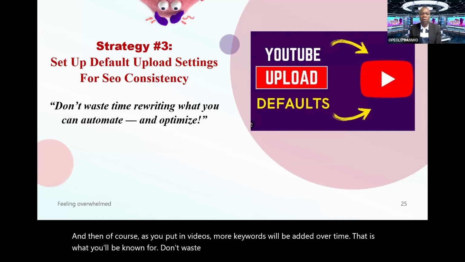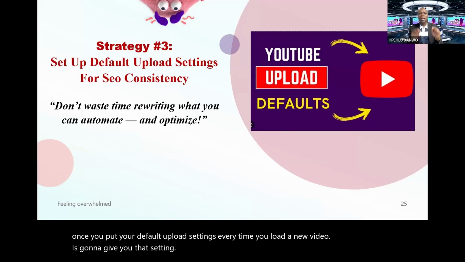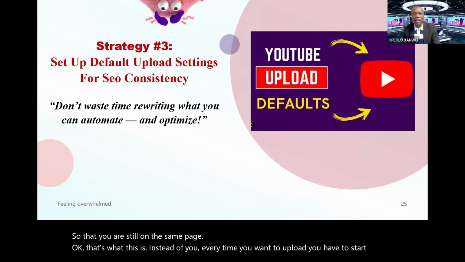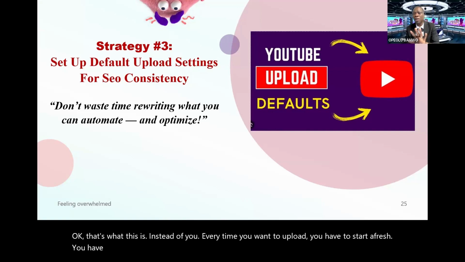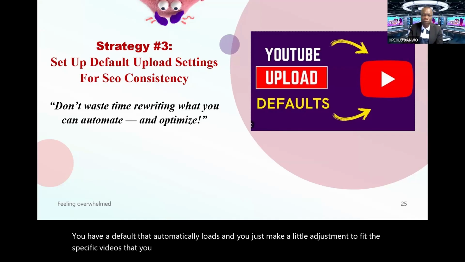Don't waste time rewriting what you can automate and optimize. Once you put your default upload settings, every time you load a new video, it's going to give you that setting. All you simply then do is make and edit it so that you are still on the same page. Okay, that's what this is. Instead of you, every time you want to upload, having to start afresh, you have a default that automatically loads, and you just make a little adjustment to fit the specific video that you are uploading at that time.